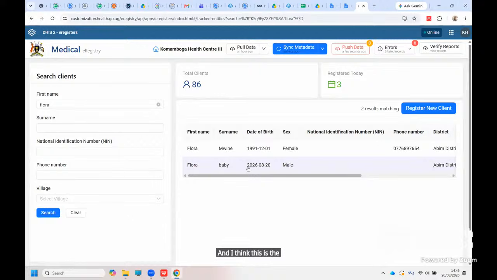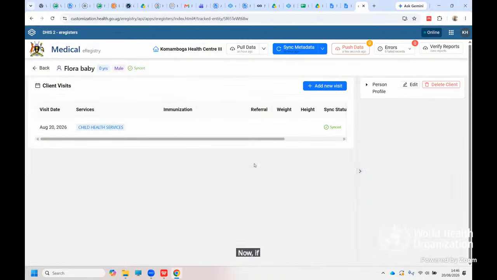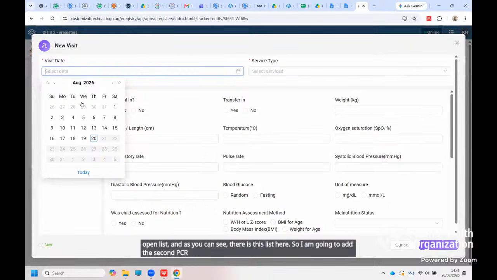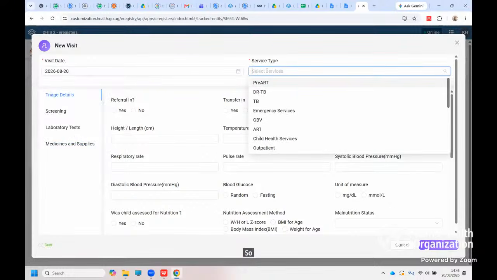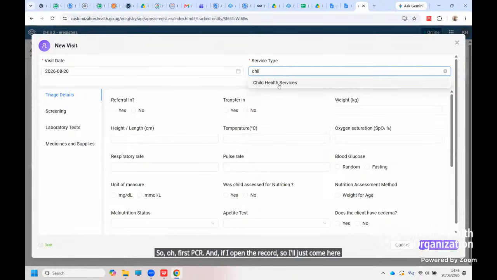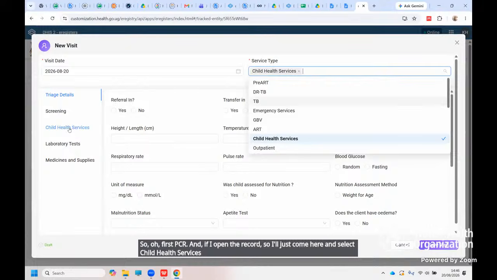So if this baby comes, now if this baby is here, I will be able to open this. And as you can see, there is this visit here. So I am going to add the second PCR now. So first PCR. And if I open the record, I'll just come here and select child health services, and now it will come.